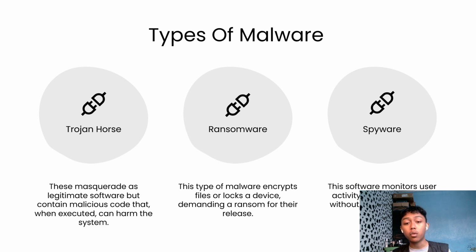And next is ransomware. Ransomware is a type of malware that encrypts your files and locks your data, and then the cyber criminal will ask for a ransom to undo your encrypted data or your locked files. Next is spyware. Spyware is software that can monitor your activity and collect your data without your consent.